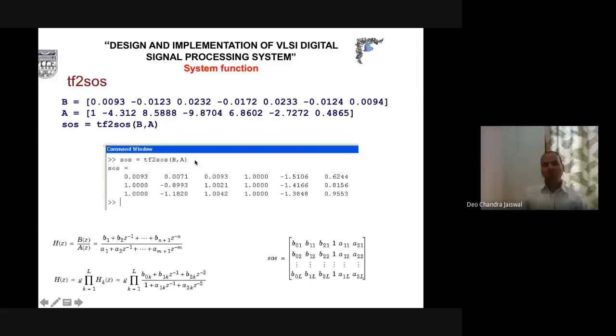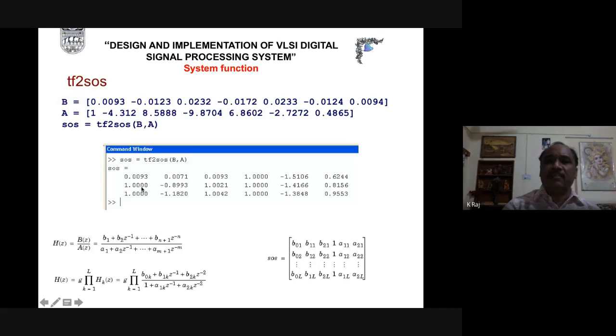These are the commands which you write in the command window, and then you will get this result. SOS is this one here. Now if we see, then we'll find what this is. SOS is nothing but second order section, and the second order section is represented in something like this manner.